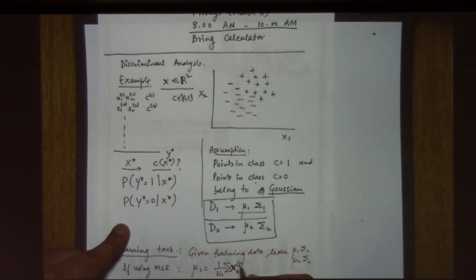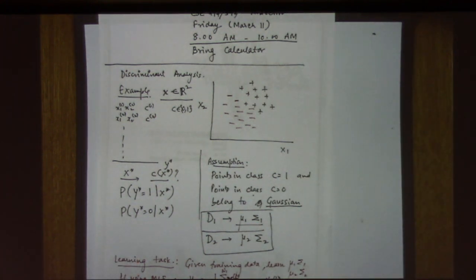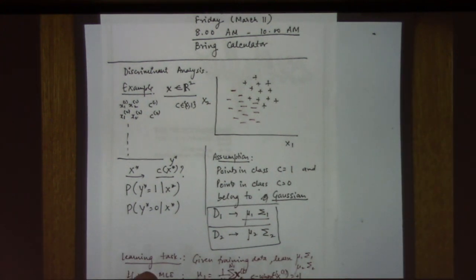Now each x of i is a vector, i equal to 1 through n1, but only those where c of x of i is equal to 1, which is a mathematical way of saying take the sample mean of these plus points. And the same way you can compute the covariance matrix, which will just be the sample covariance matrix. So that will just be x of i minus mu1 times x of i minus mu1 transpose, and summation over all i.